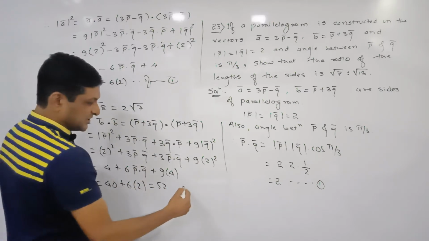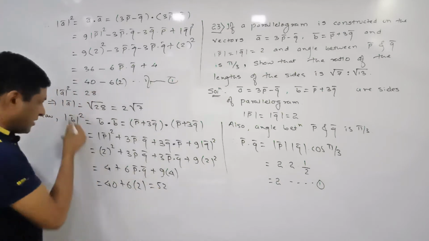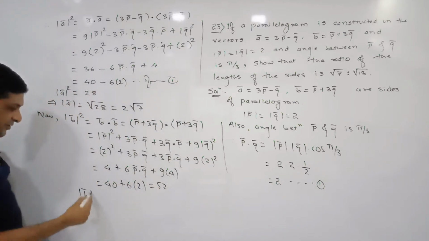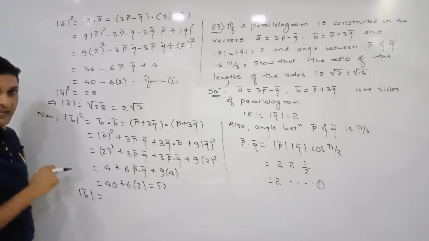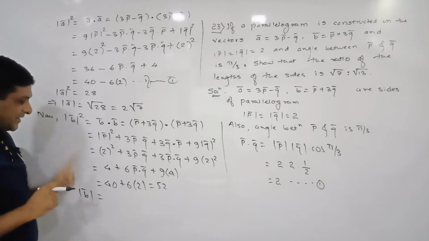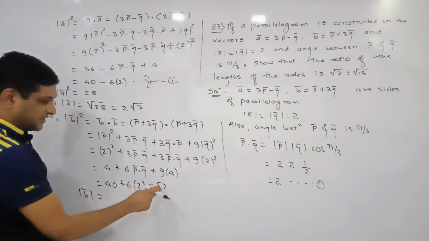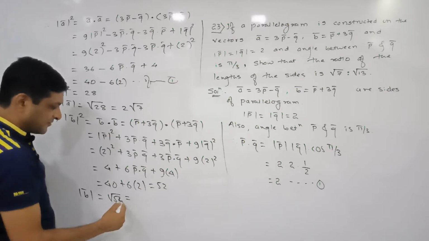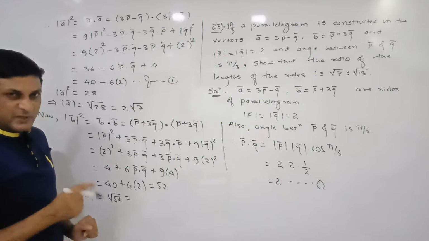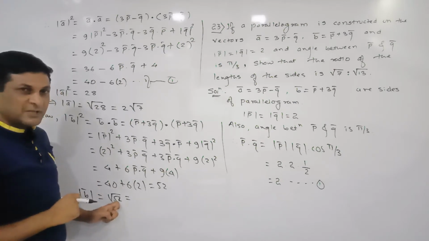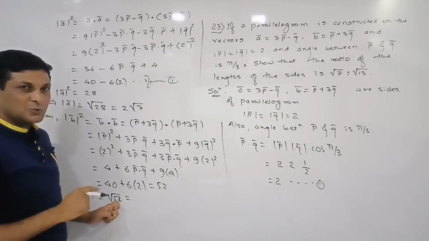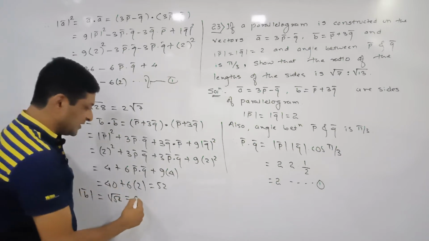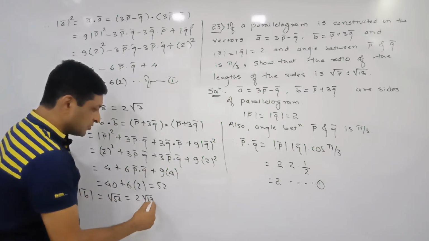So this is the value of what? Square of magnitude of b bar. To replace this square, we are taking square root on both sides. So on this side we will get square root of 52. Here also we can observe that 52 is a multiple of 4. 4 is a perfect square number. So it can be written as 4 into 13, and 4 outside the root will become 2. So here we'll get 2 root 13.